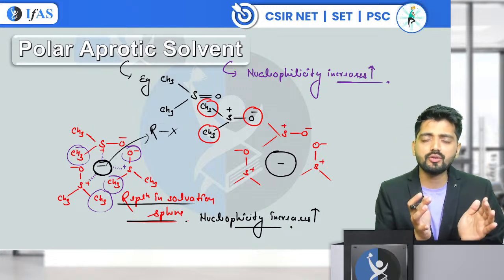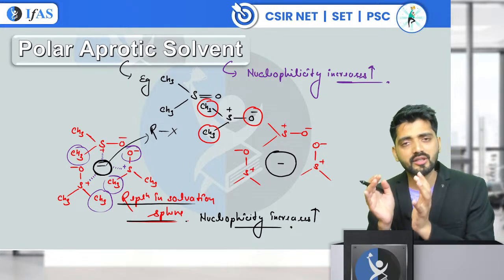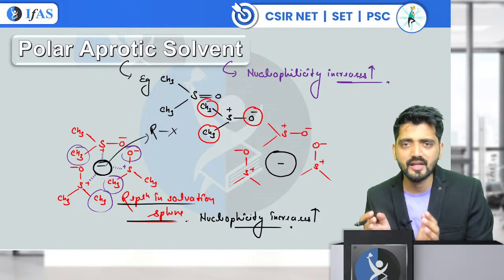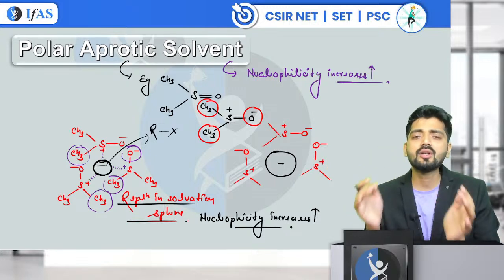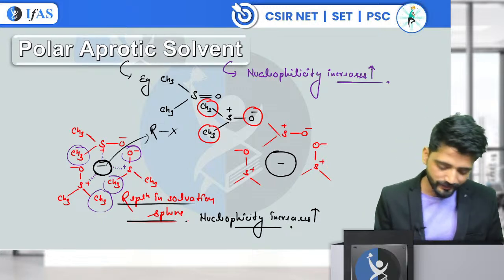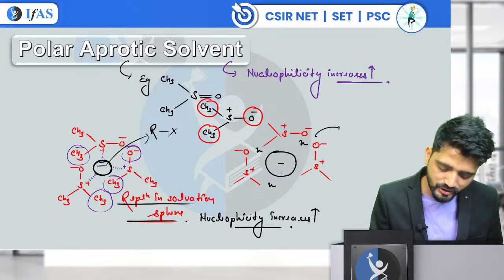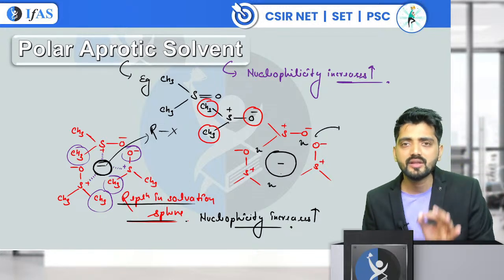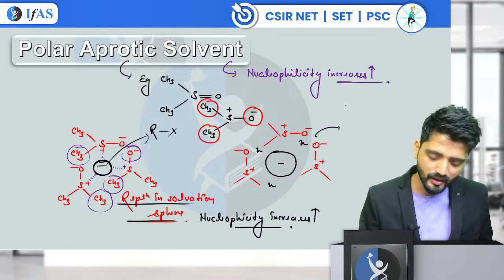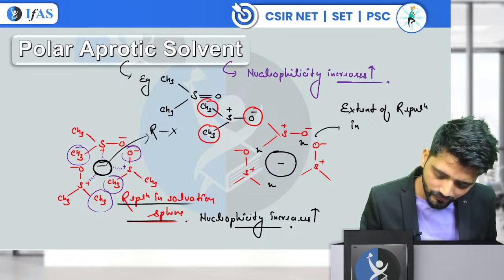Here the solvent molecules were in very close proximity because of the smaller size of the anion, but for the larger size anion, the solvents are not in that close proximity as compared to the previous case. That's why I can say that the extent of repulsion which the solvation sphere is facing here is a little bit less than the previous case. So I will be writing the extent of repulsion in solvation sphere.